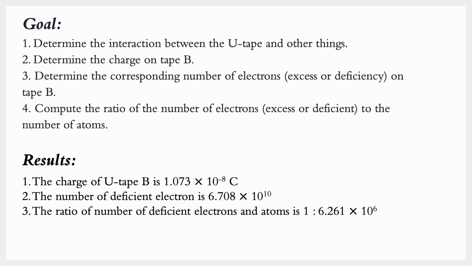For the results, I find first, the charge on U-tape B is 1.073 times 10 to the negative 8. Second, the number of division electrons is 6.708 times 10 to the 10th. Third, the ratio of the number of division electrons to atoms is, if that is 1D, then there will be 6.261 times 10 to the 6 atoms.